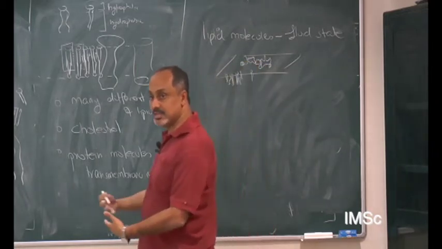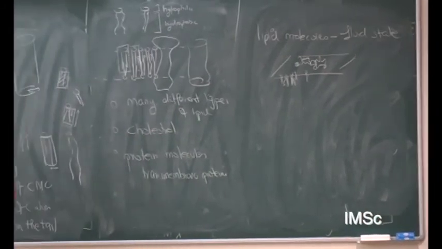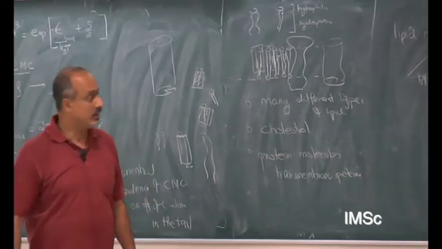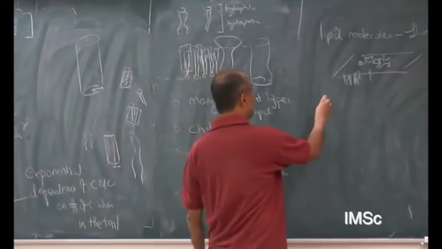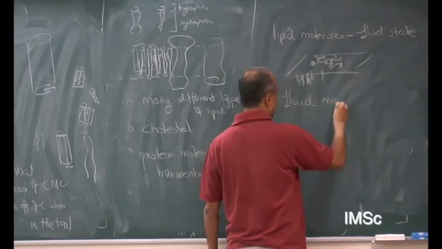That means the environment is not tightly constrained. These are much more like liquids, where molecules can flow past each other, and not like solids, where they have a fixed relationship with each other. So these are called fluid membranes, and all of our discussion will be focused on fluid membranes.